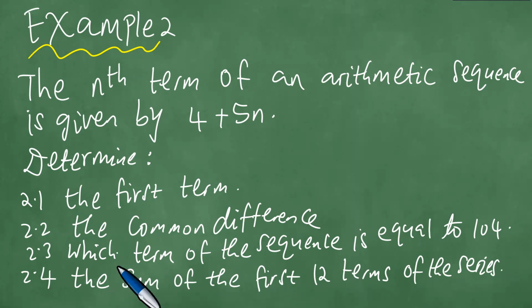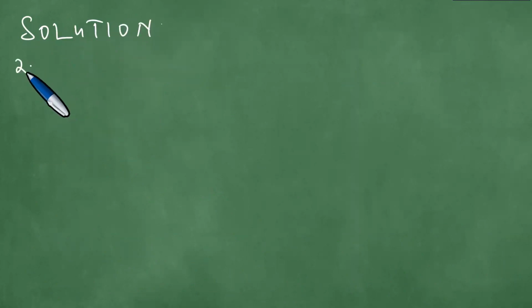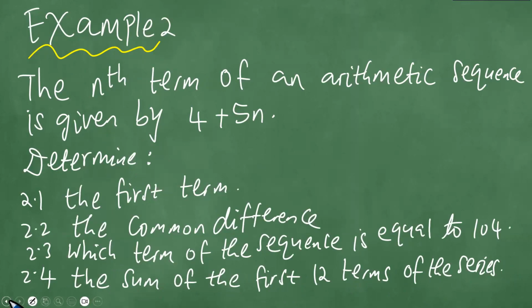Right, here is a question. The nth term of an arithmetic sequence is given by 4 plus 5n. Determine the first term, the common difference, which term of the sequence is equal to 104, and the sum of the first 12 terms. The solution to this, that's 2.1. Yes. This video is going to be available for you to watch.